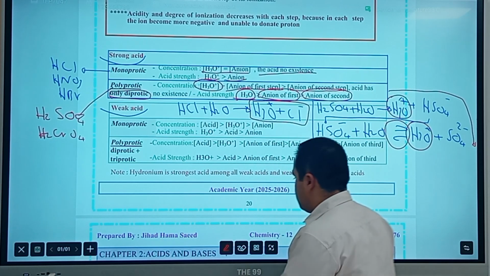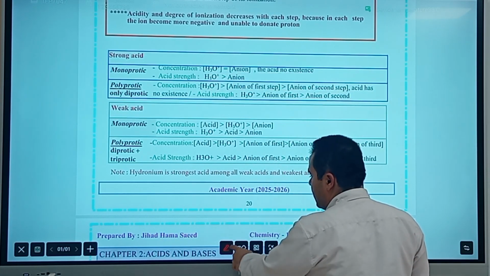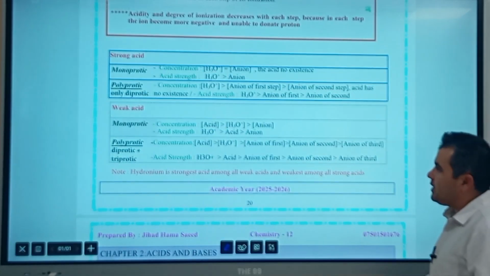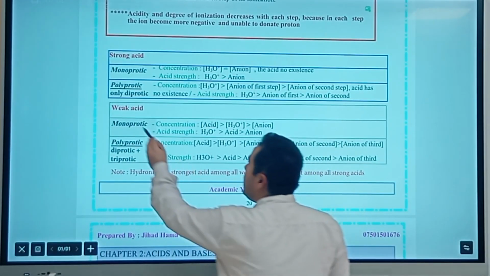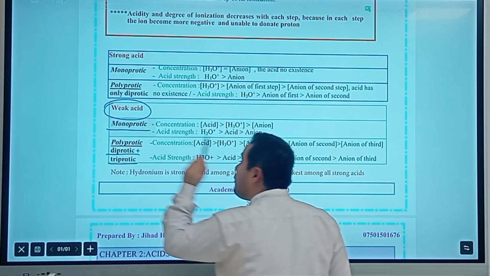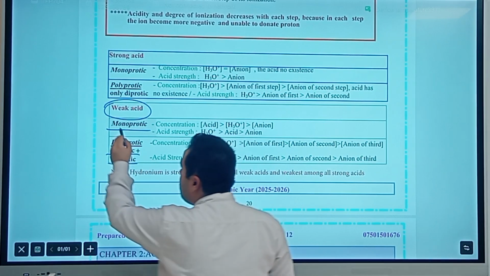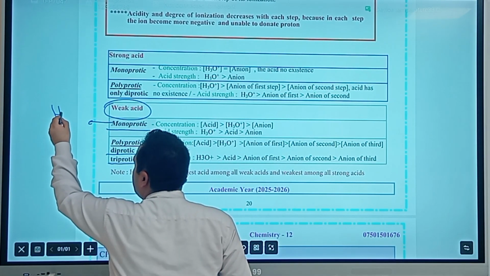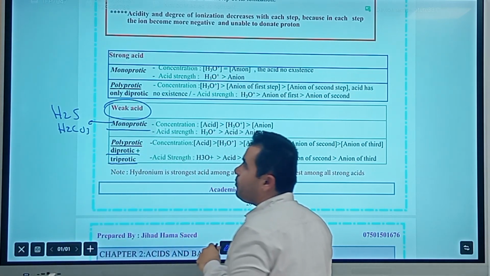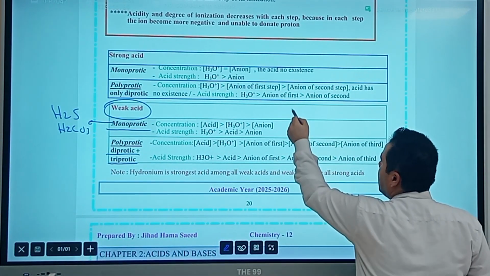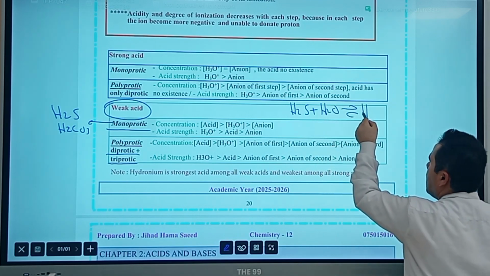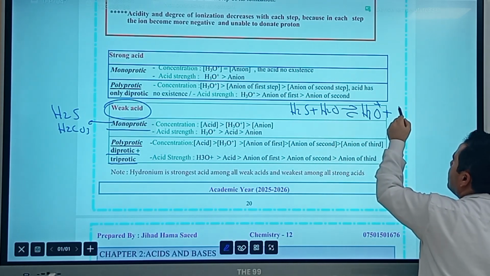We talked about the strong acids, monoprotic and diprotic. Let us talk about the weak ones. As with the strong, we have monoprotic, diprotic and triprotic weak acids as well. The monoprotic weak acids are, for example, H2CO3, and H2S plus H2O will produce hydronium.